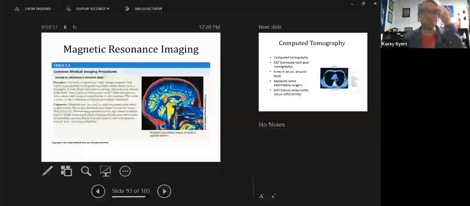So here's the picture from the textbook. The body is exposed to a high energy magnetic field, causes the protons to spin, pick up that radio wave.